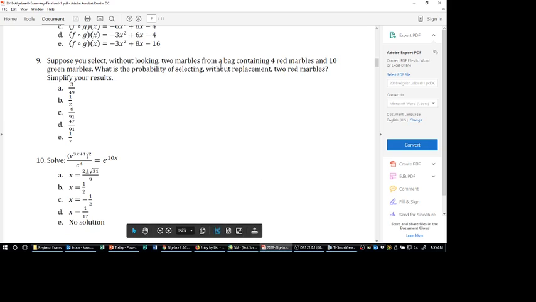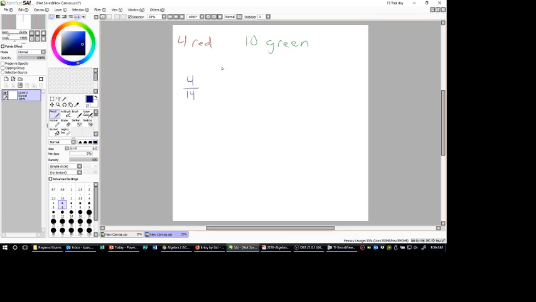Now this particular question says without replacement, so that means we're not going to put the marble back in. So on the second draw, there's still going to be 14, or I'm sorry, 13, because we're not replacing it. We're not putting it back in. So we already took out the 1, so now there's 13 left. And not only that, but if the first draw took a red marble, then there's only 3 to get in your second draw.